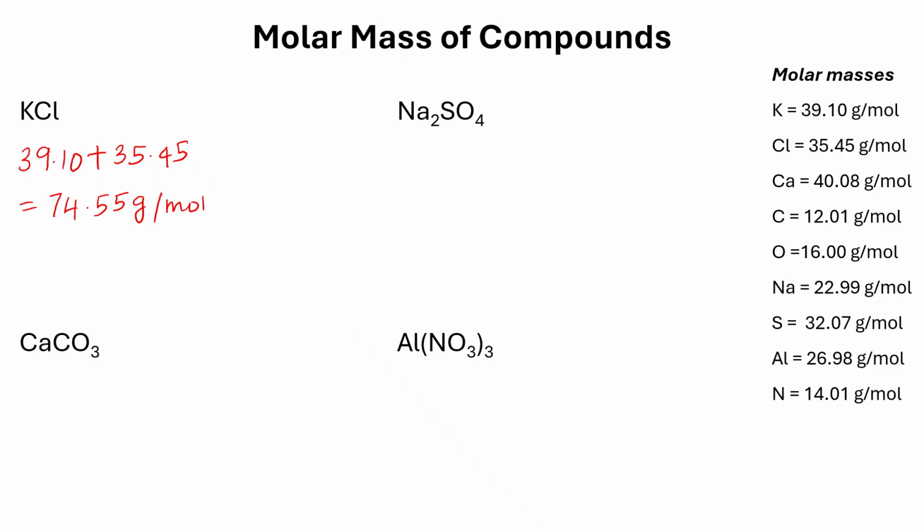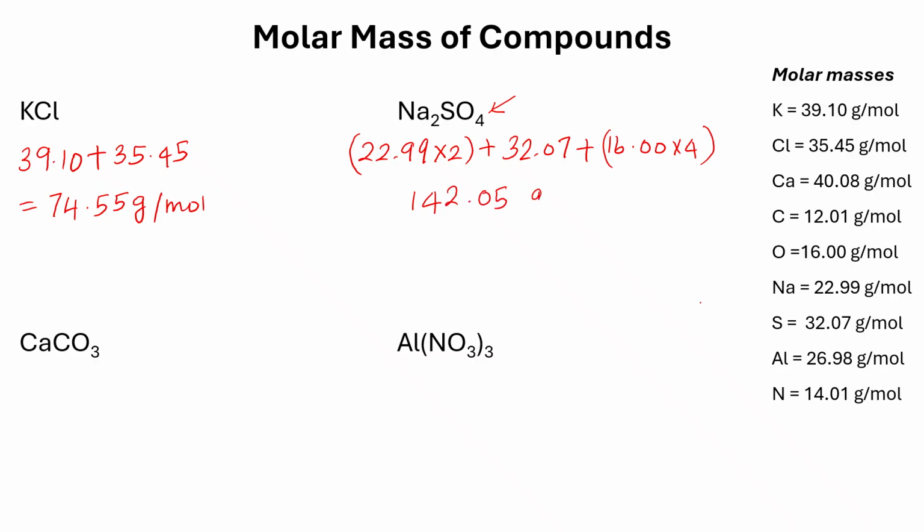Sodium sulfate. Sodium has a mass of 22.99 grams, and there are 2 sodium atoms in this compound. Therefore, you have to multiply this by 2. This mass is for sodium. You are going to add that to the sulfur, 32.07 for sulfur. And then oxygen 16, and you can see there are 4 oxygens. So you take the mass of oxygen, multiply that by 4. That gives you 142.05 grams per mole.